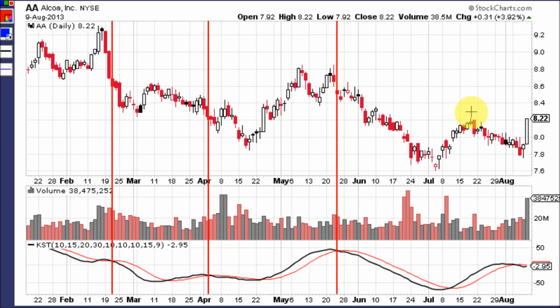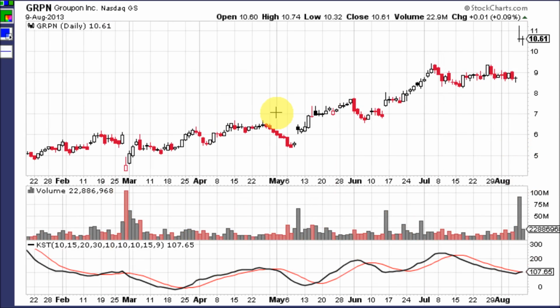There is an almost perfect shooting star with a bearish engulfing red over white candlestick. Okay, the stock goes down. This signal came a little bit late, as the stock had already broken down on a tiny double top chart pattern, which is bearish, and it breaks down. Now let's take a look at KST on this chart for GRPN.